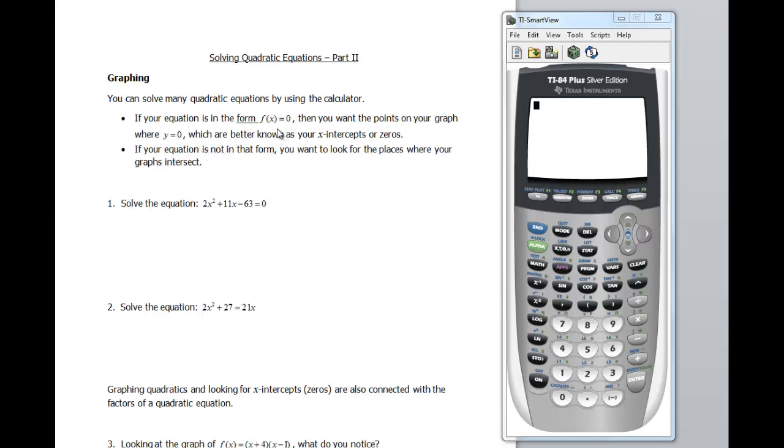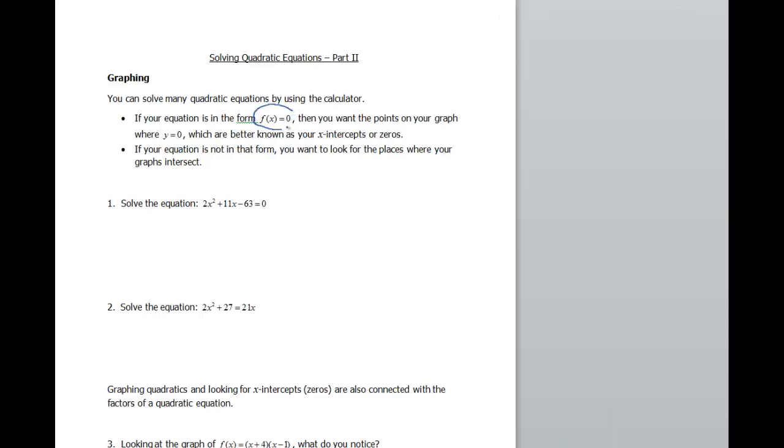If your equation's in the form f of x equals 0, as I wrote here, then you're going to want the points on your graph where y is 0, because remember y is the same thing as f of x. So these are known as your x-intercepts, which your calculator also calls your zeros. So I'm going to go ahead and highlight that word. I'm using that one a lot today.